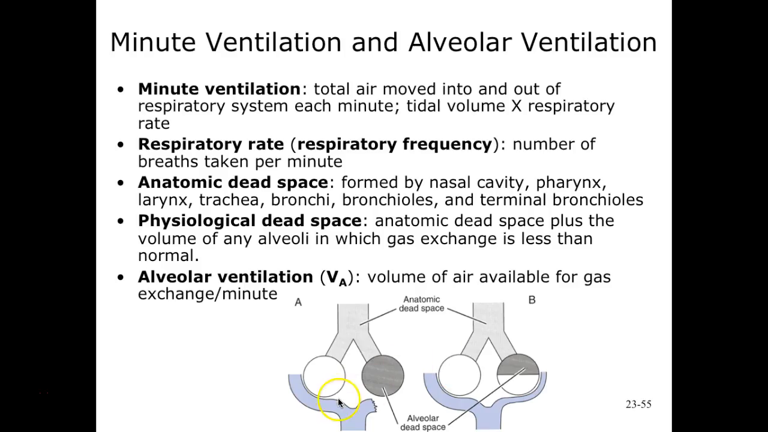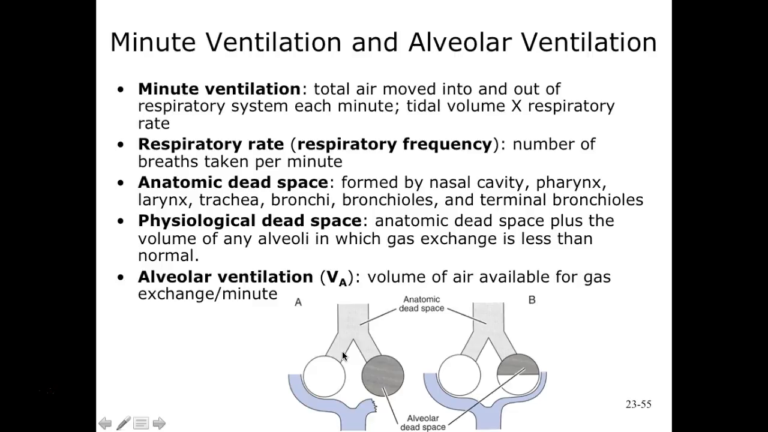So that brings us to minute ventilation and alveolar ventilation. Minute ventilation is the total air that is moved into and out of our respiratory system each minute. We can calculate this by taking our tidal volume and multiplying it by our respiratory rate. A normal respiratory rate would be about 12 breaths per minute, and our normal tidal volume we just saw was right around 500 milliliters. So if we do the math, we get about 6,000 milliliters per minute. Excuse me, that's going to be a normal minute ventilation.